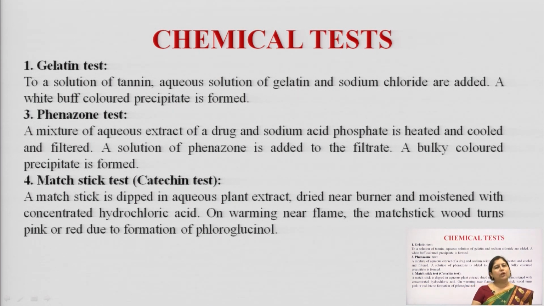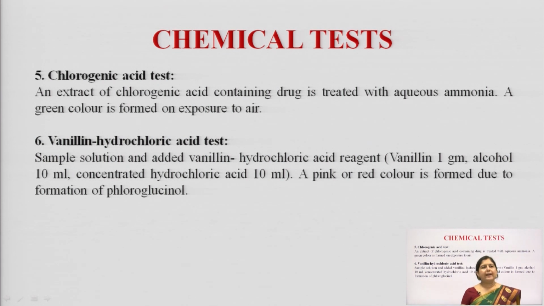In the matchstick test or catechin test, we generally dip a matchstick in an aqueous plant extract, dry it near the burner and moisten it with HCl. On warming it again, the matchstick wood will turn a pink red color due to the formation of phloroglucinol. In the chlorogenic acid test, we take the extract of chlorogenic acid, which is generally found in cloves or in green coffees, and we add aqueous ammonia. So, a green color is formed on exposure to the air.